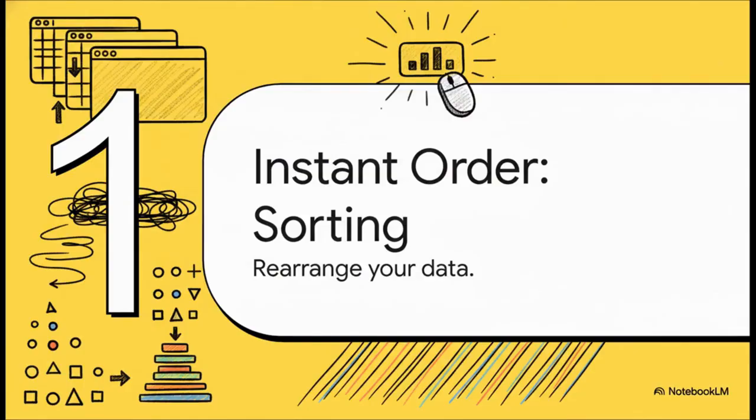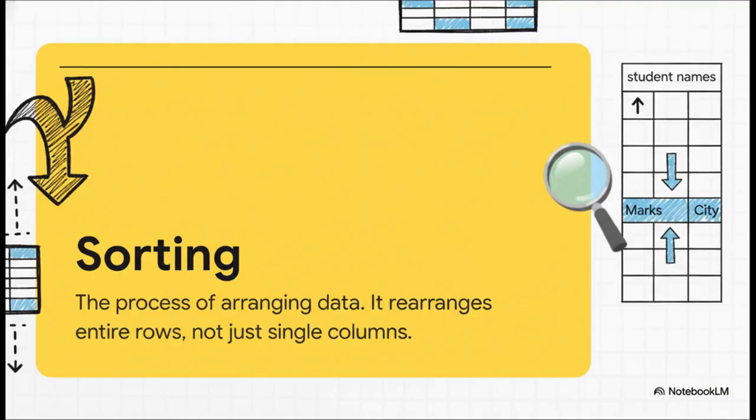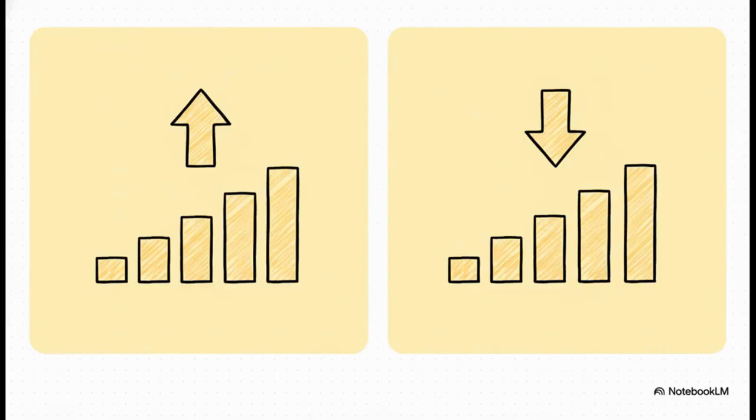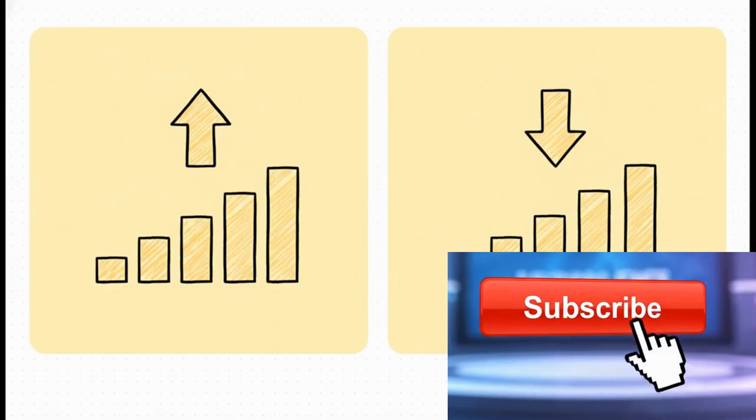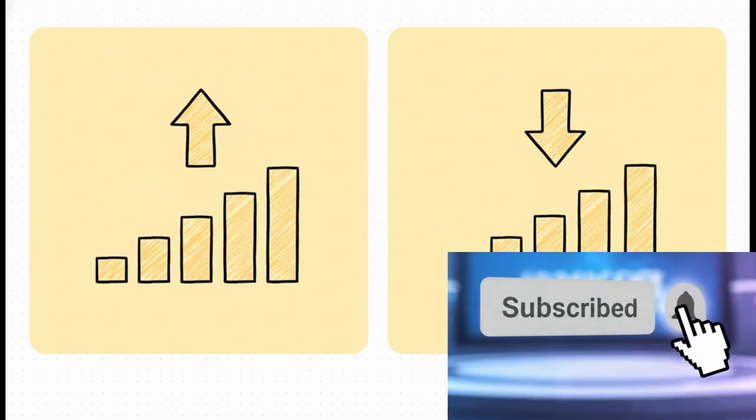Okay, so our first tool in this quest for order is probably the simplest, and honestly, the most satisfying one. It's sorting. This is your one-click fix to bring immediate structure to all that raw data. Now, here's the really crucial detail. Sorting is smart. When you sort by one column, say student names, it doesn't just reorder that single column. Nope, it moves the entire row, the name, their marks, their city, all of it together, which keeps every student's record perfectly intact. You've basically got two main choices here. Ascending, which goes from A to Z or from the smallest number to the largest, or you've got descending, which is the opposite, Z to A or largest to smallest.